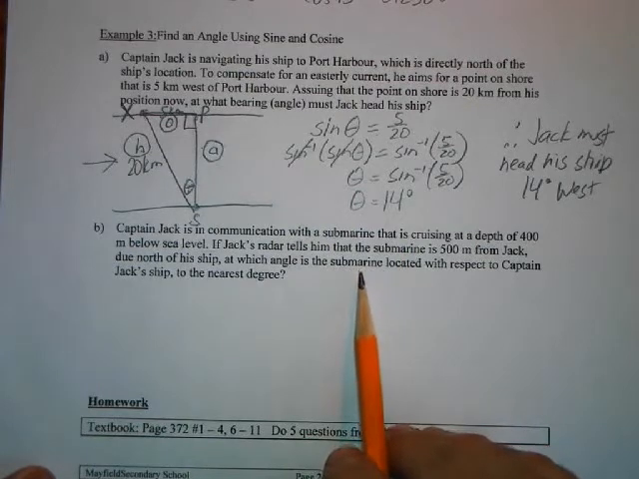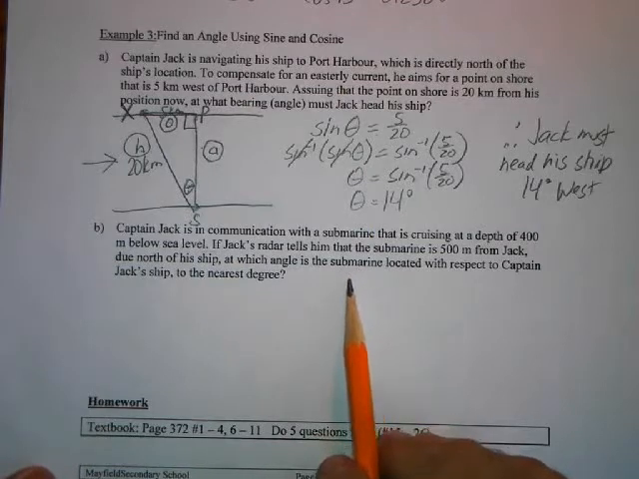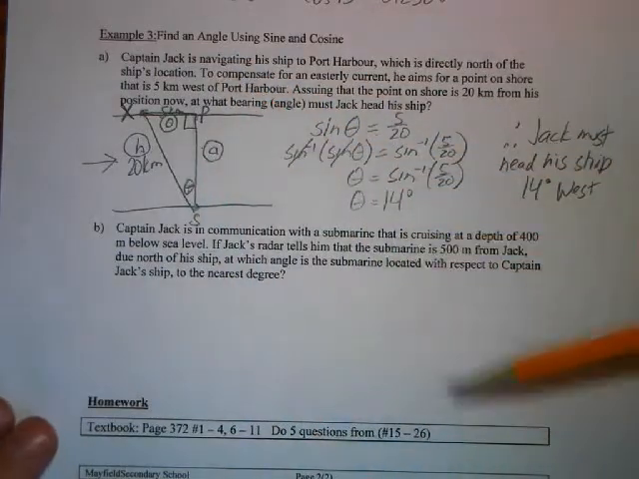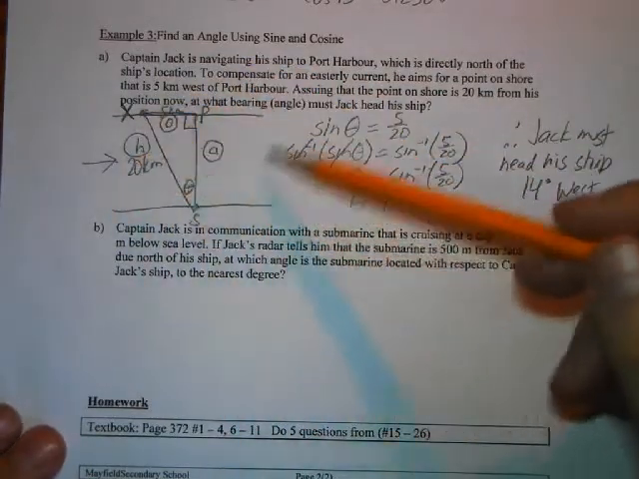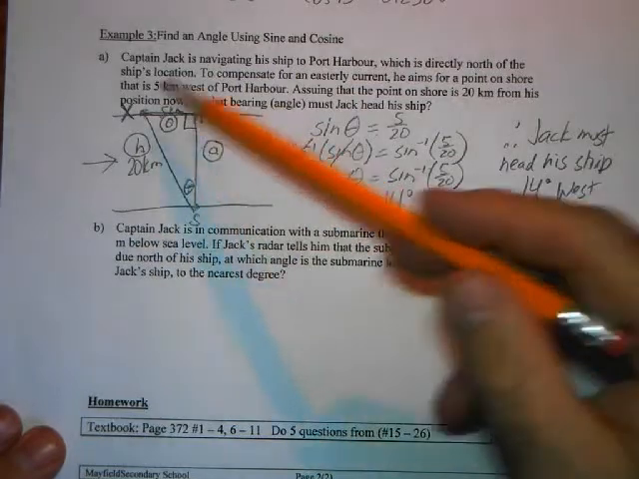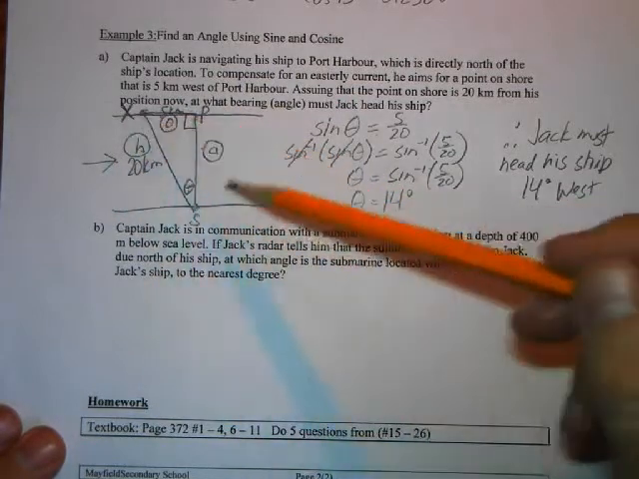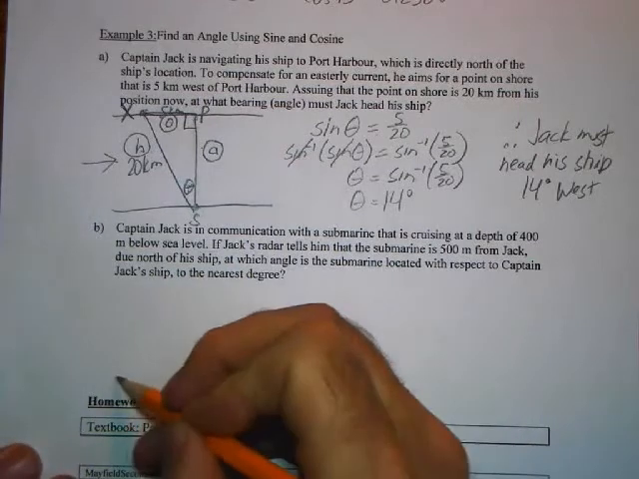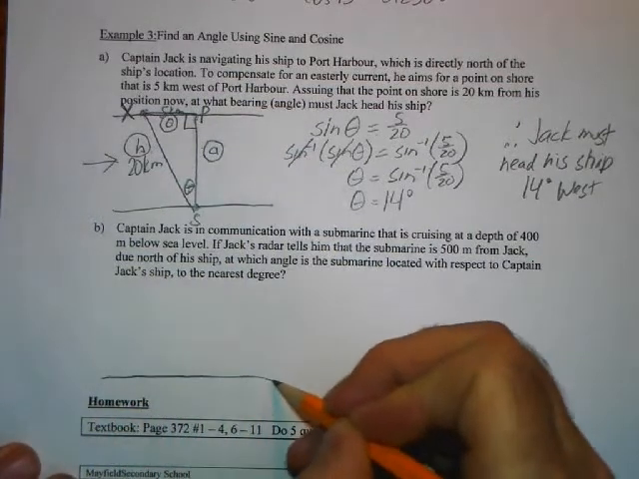Jack's radar tells him that the submarine is 500 meters from Jack, due north of his ship. At which angle is the submarine located with respect to Captain Jack's ship to the nearest degree? So again, we're going to draw a picture. The last picture was kind of a bird's eye view from above. What's going on with the ship? Where's he trying to get to? This one, because it's underwater, we're doing a side view.